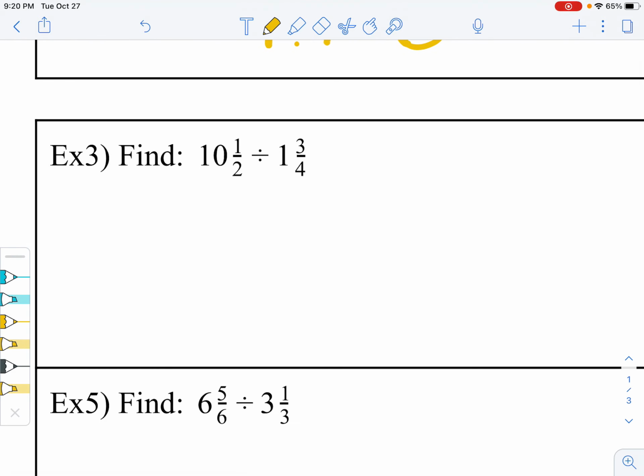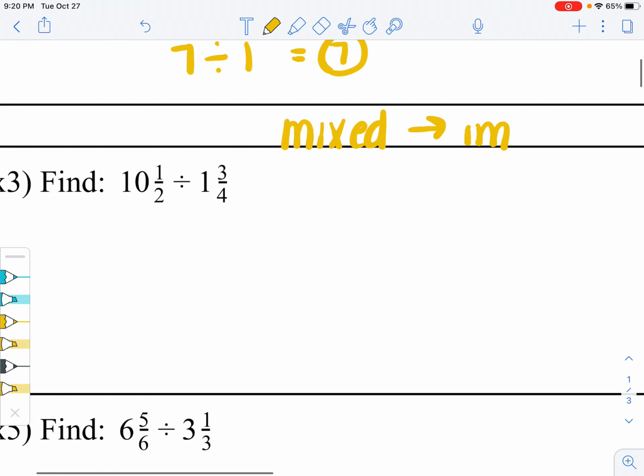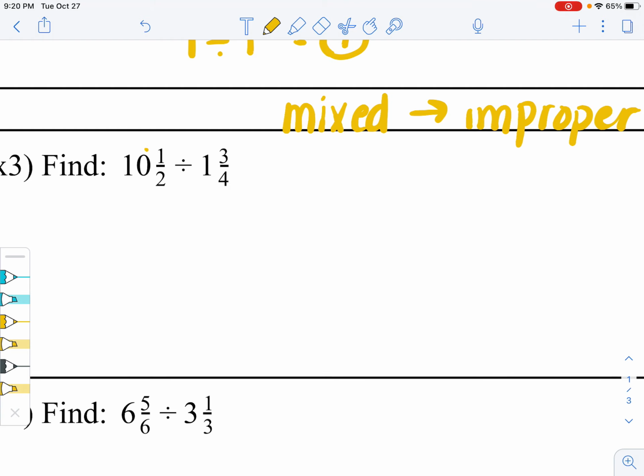When we are dividing mixed numbers, the most important thing is we have to make all of our mixed numbers into improper fractions. The way we do that is we multiply the whole by the denominator. So 10 times 2, which is 20, plus 1, which is 21. So we have 21, and we keep our denominator the same. Right now I'm going to keep our division sign. Then we have 1 times 4 is 4, plus 3 is 7. So we have 7 out of 4.